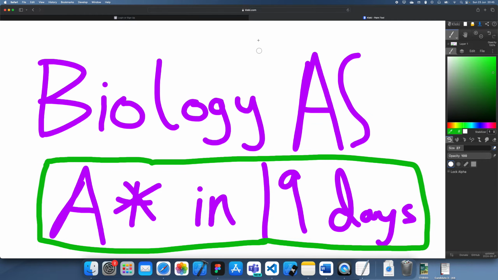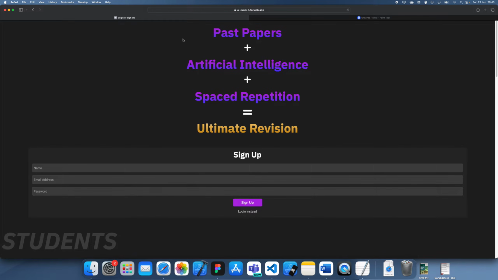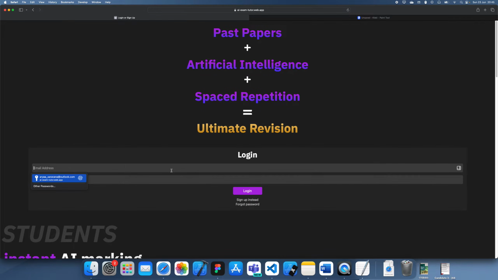Okay, so I'm just going to go over everything that I did. For the first 15 days, it all starts on this website called AI Exam Tutor. I'll put a link to this down below. Essentially it has past papers in the app, and it uses AI algorithms or large language models to mark the answers you give. It's essentially a combination of AI marking and flashcard apps to ensure you get all the answers and make sure you know all the content.